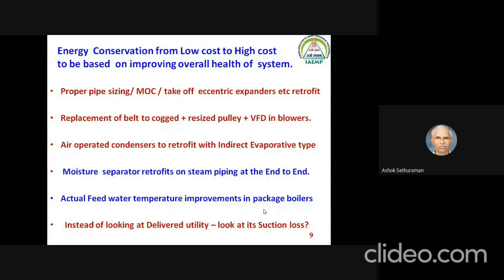They can very much rise to 90 degrees, thanks to the moisture separator that is going to be fixed near the boiler, which can separate the wet steam, that is the high temperature water condensate, and they can increase the temperature of the boiler input. So the energy audit is basically not to look at the delivery of the utility, but we are supposed to look at the suction loss that is happening in the production and the utility machines.